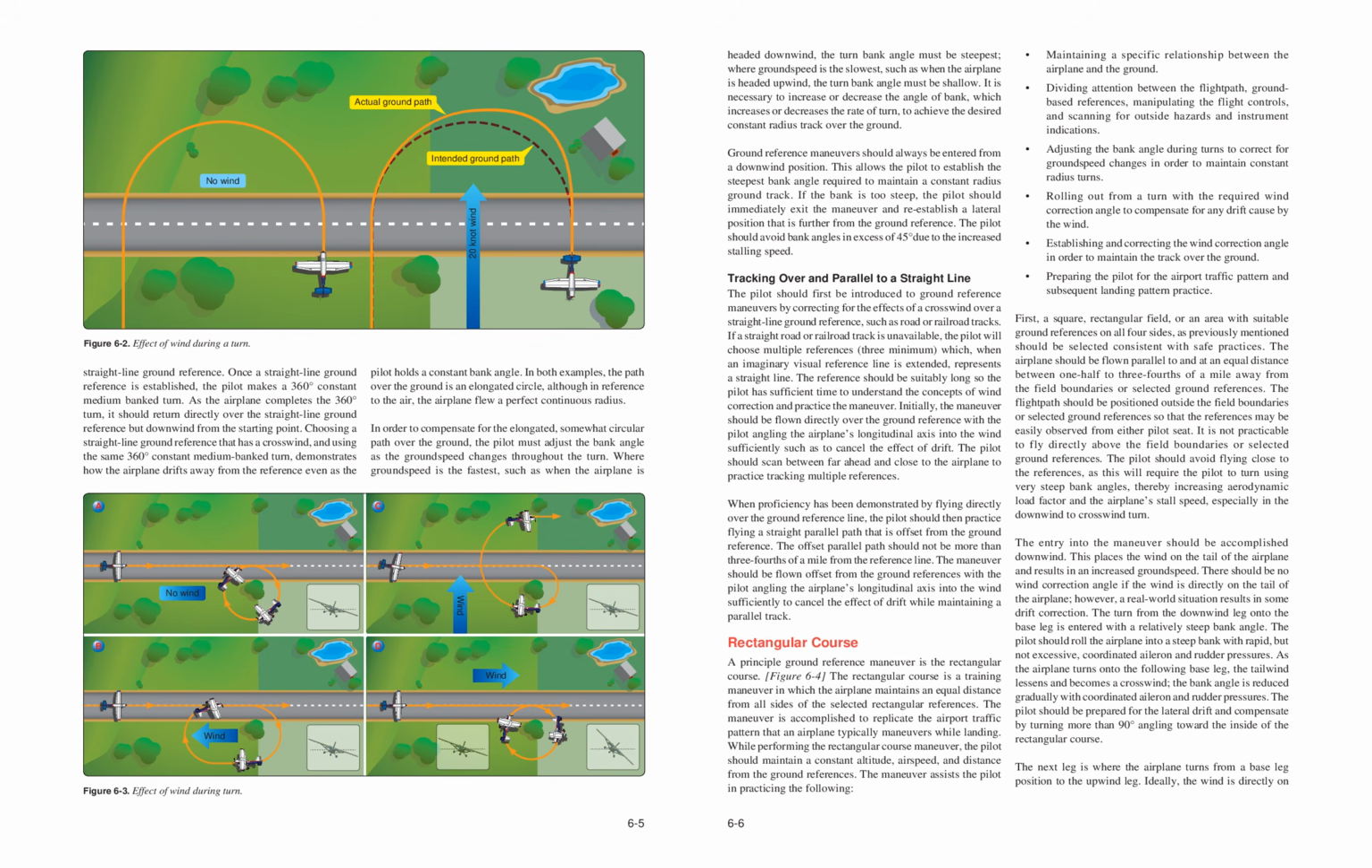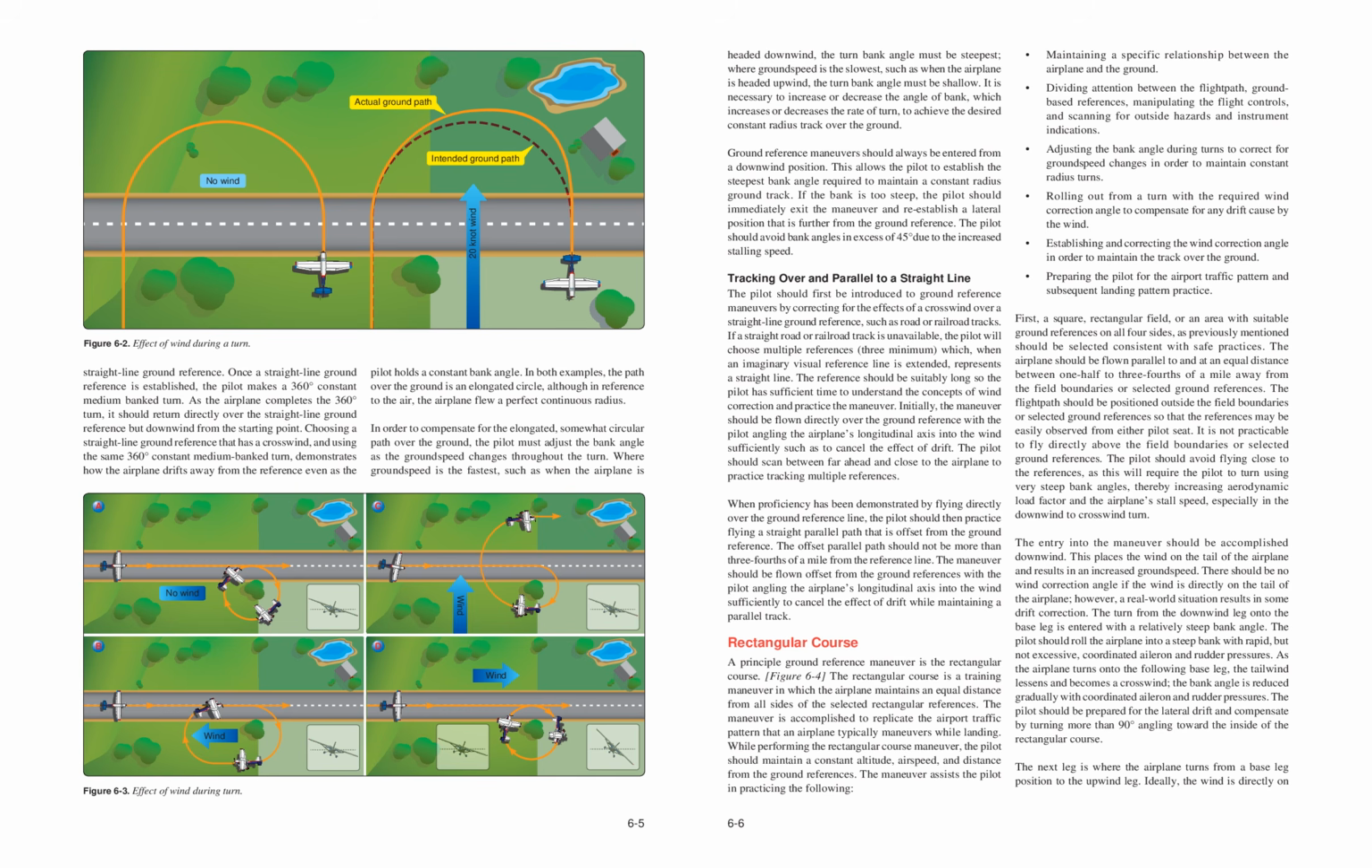The maneuver assists the pilot in practicing the following. Maintaining a specific relationship between the airplane and the ground. Dividing attention between the flight path, ground-based references, manipulating the flight controls, and scanning for outside hazards and instrument indications. Adjusting the bank angle during turns to correct for ground speed changes in order to maintain constant radius turns. Rolling out from a turn with the required wind correction angle to compensate for any drift caused by the wind. Establishing and correcting the wind correction angle in order to maintain the track over the ground. Preparing the pilot for the airport traffic pattern and subsequent landing pattern practice.